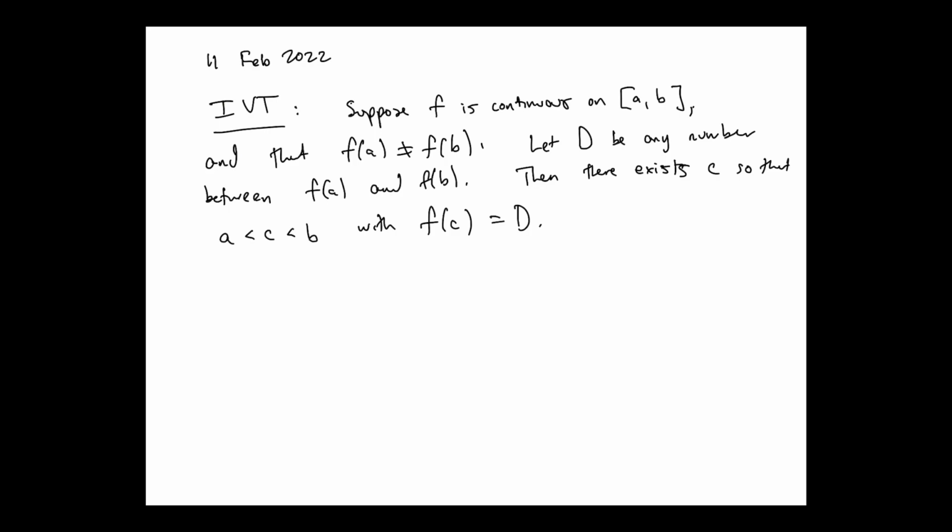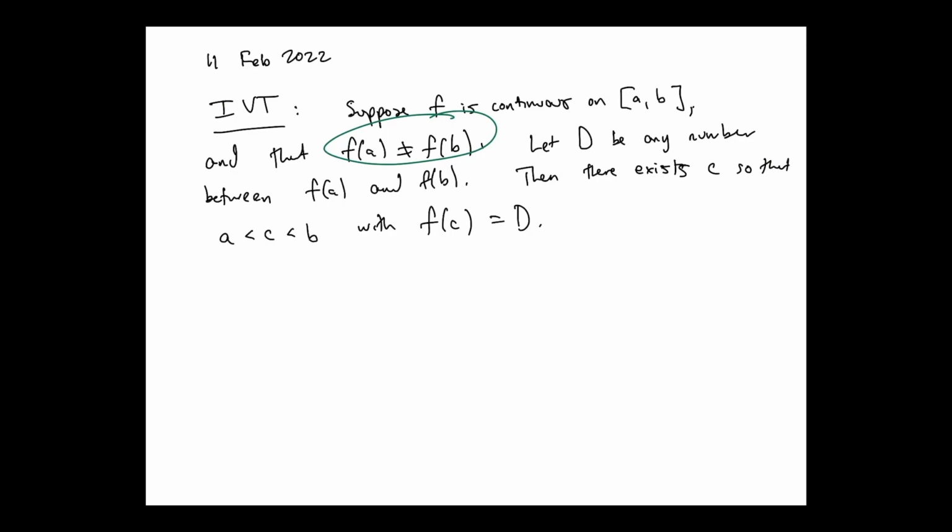This, by the way, is why we have to require that the two values have to be different. Because if they're the same, what's the only value in between them? That common value. And so this really doesn't say a whole lot. Now, it could be that one end is bigger than the other or vice versa, right? That doesn't matter. They just have to be different numbers. Does that make sense?